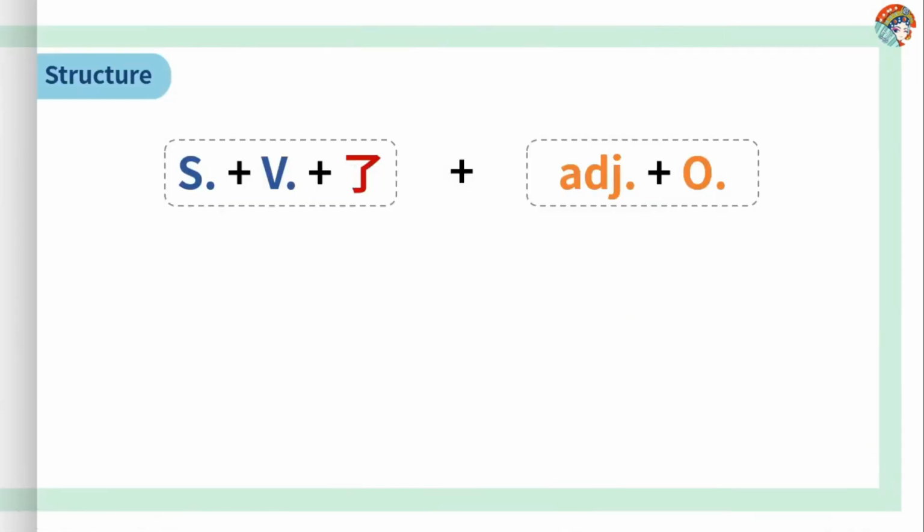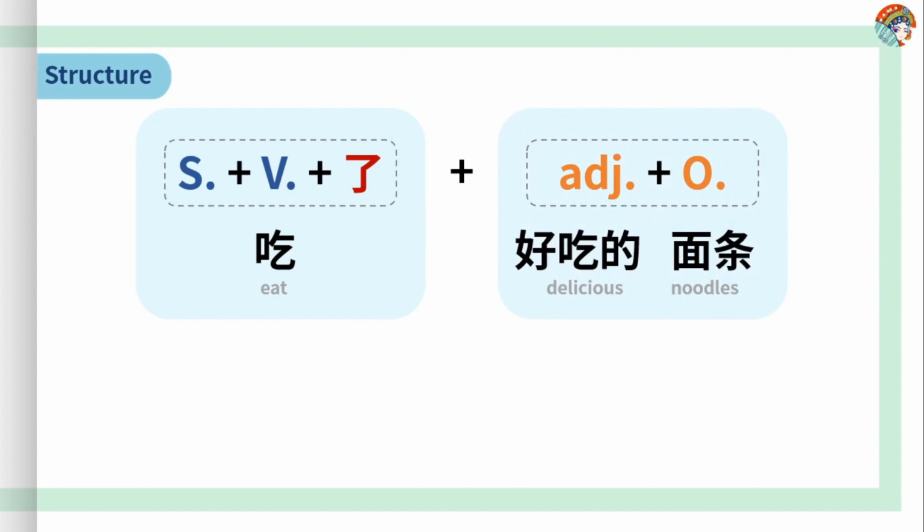Okay, now this time, after le, we use adjective plus object. So the verb I give you here is 吃, which means eat. So adjective is 好吃的, means delicious. The object is 面条, means noodles. So 吃了好吃的面条 means ate the delicious noodles.